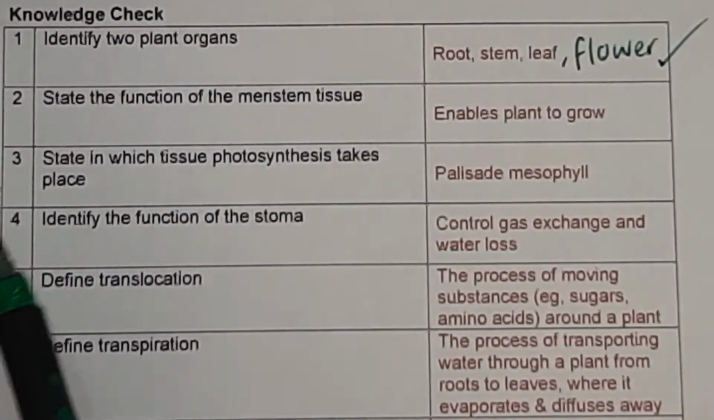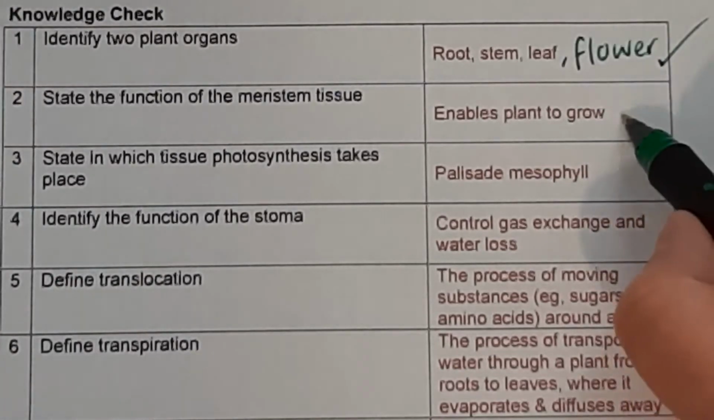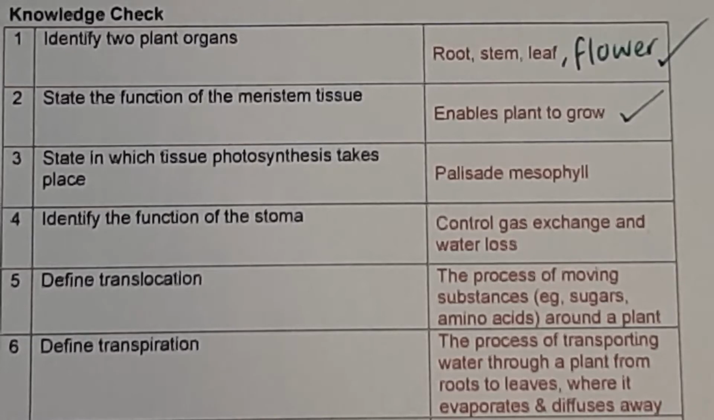Thank you. Question 2. State the function of the meristem tissue. Well, it allows the plant to grow. Question 3. State in which tissue photosynthesis takes place. That would be the palisade mesophyll. Question 4. Identify the function of the stoma. They control gas exchange and water loss.